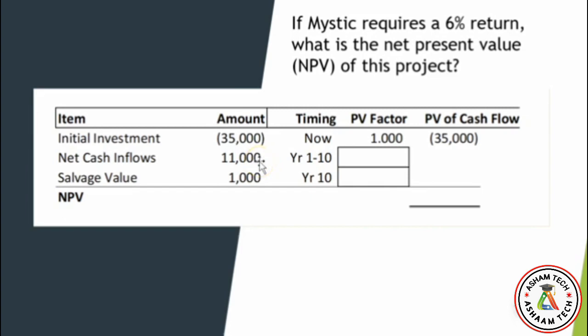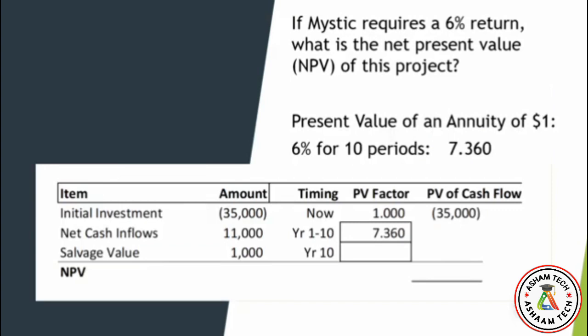We have annual cash savings of 11,000. That's an inflow. We have a salvage value at the end of the 10 years. That's an inflow. When do these things happen? The initial investment happens now. The cash inflows are years 1 through 10. That's how we know it's an annuity. It's a constant number over time. And the salvage value happens one time. That's in year 10. The present value of any dollar today is $1, so the present value factor is 1. So we know the present value of the initial investment is minus $35,000.